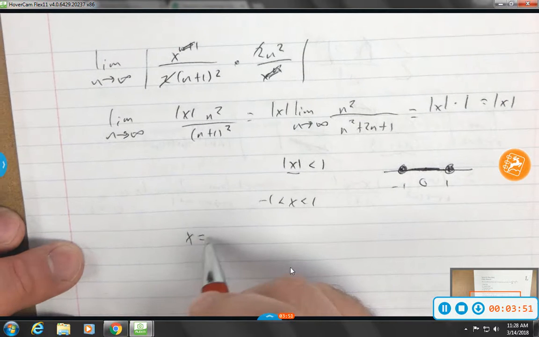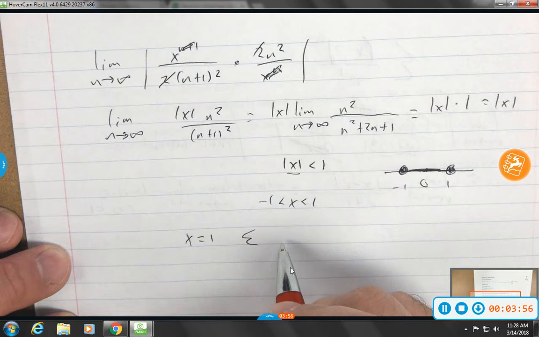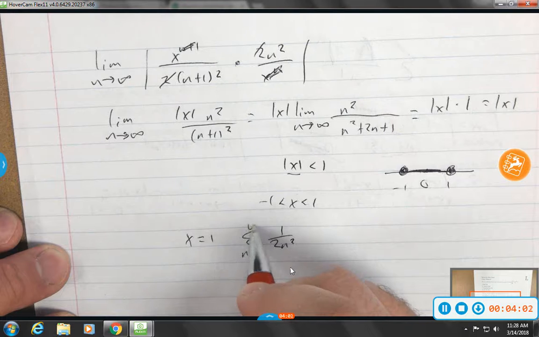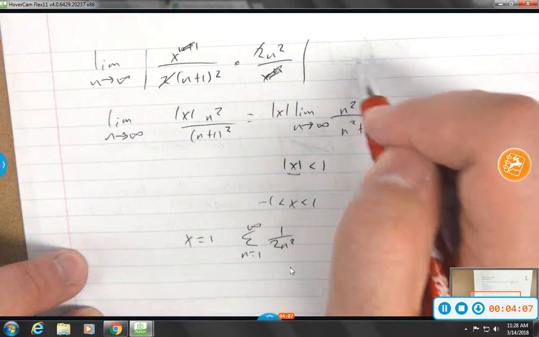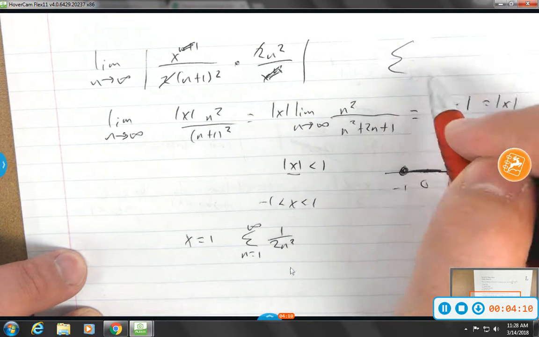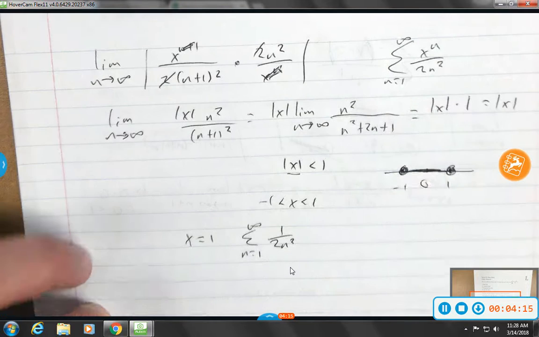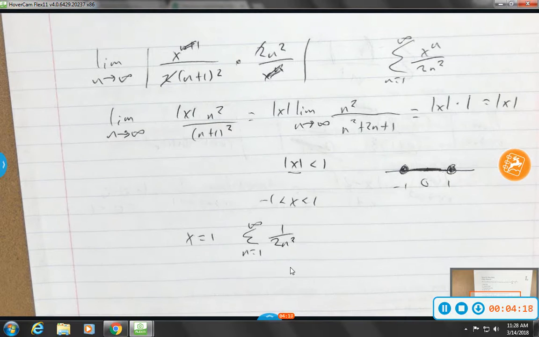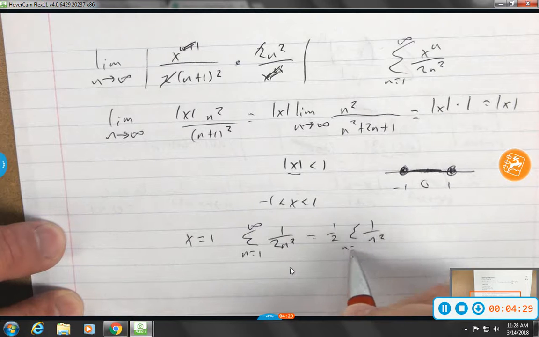So if x is 1, let's go back to the original series. That would make 1 to the n just 1. So I would get this series. I plug in x equals 1 in the original series, which is off the screen, but let me write it up here. That's the original series. So when I plug in x equals 1, it's just 1 over 2n squared. Does that series converge or diverge? Converge, right? It's basically a p-series. You can pull the 1/2 out, and then you know this is a convergent p-series.